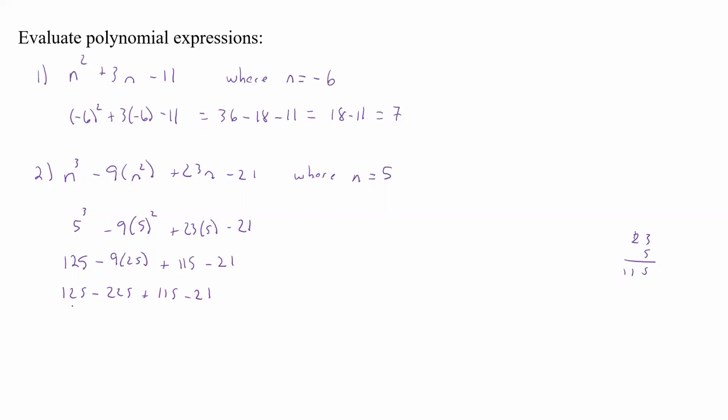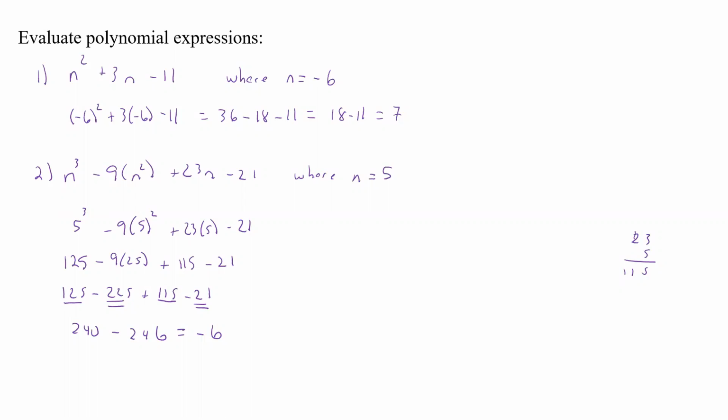So if we add the positives together and we add the negatives together, here that's going to be 240, and here that's going to be negative 246. Well, 240 minus 246 is -6. Okay. So you could also do this if you wanted to with your calculator. Basically, you just enter 5 cubed minus 9 times 5 squared plus 23 times 5 minus 21, and you could get your answer that way. This is a way to work down through it as you go without the calculator.